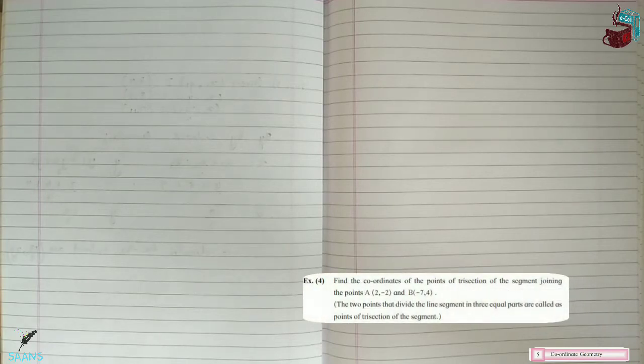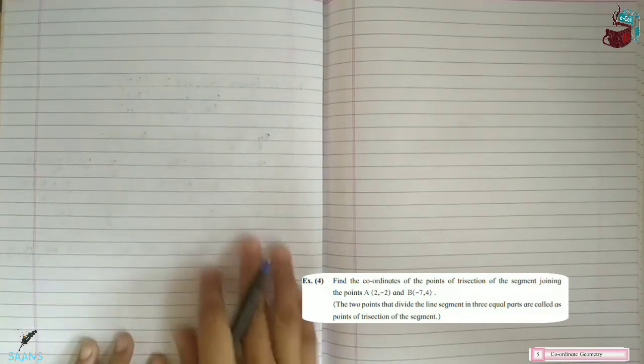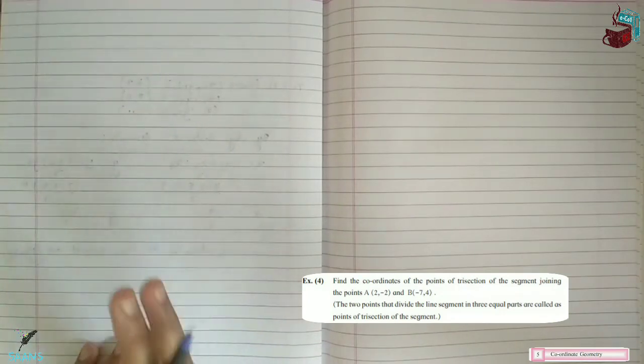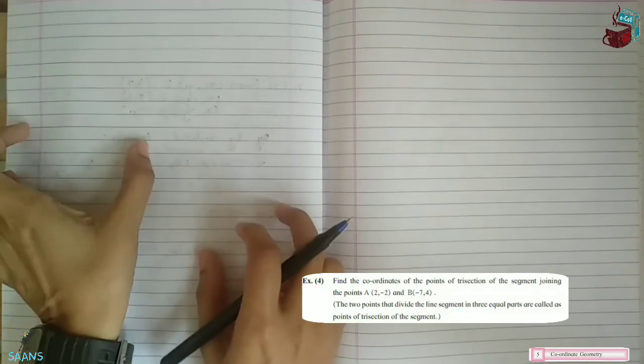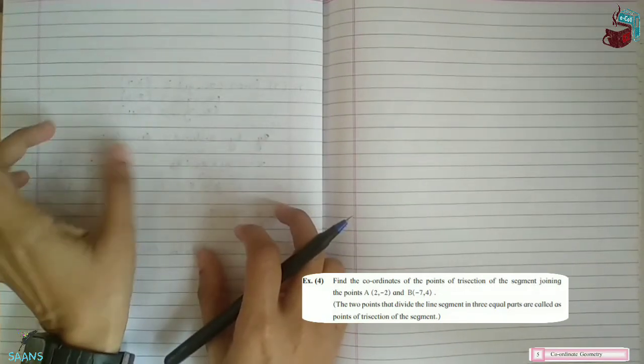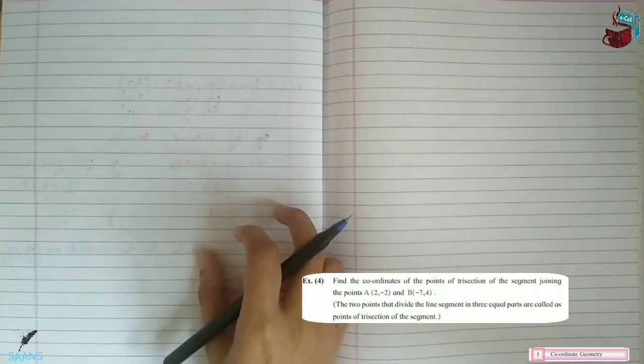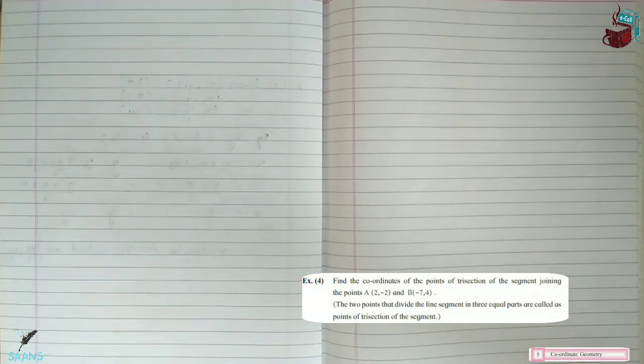Find the coordinates of the point of trisection of a segment joining the points A and B. Now, what is the meaning of trisection? It means 3 equal parts. Like I told you, I had given you that log example. When we break the log, there are 3 separate parts or 2 separate parts, and each part is called a unit, or it is one part.